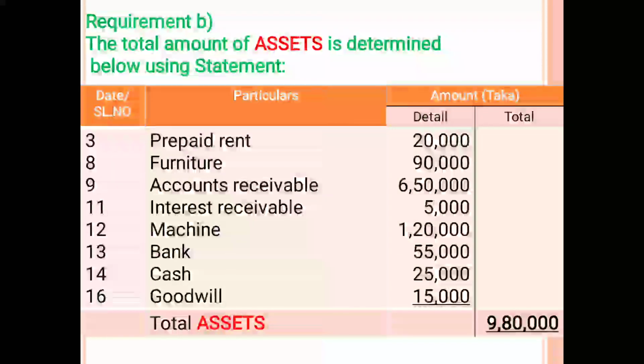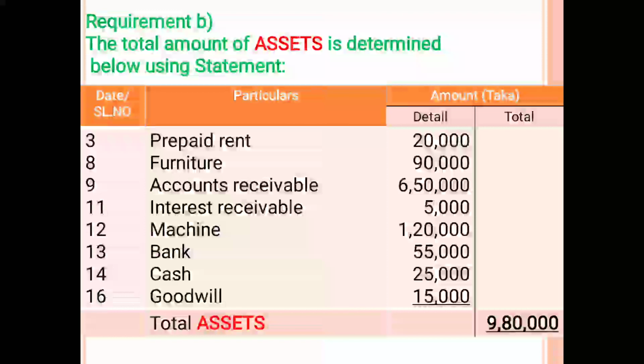Dear learners, you are watching in this slide different types of assets. The first one, prepaid rent, is one kind of current asset or short-term asset. Furniture is one kind of fixed asset or permanent asset. Accounts receivable and interest receivable, or any kind of receivable, is all the time related to current assets and short-term assets.